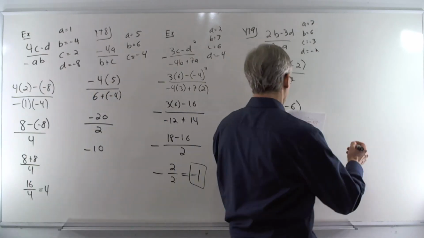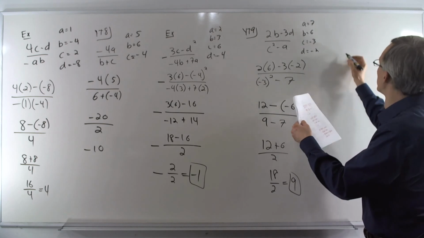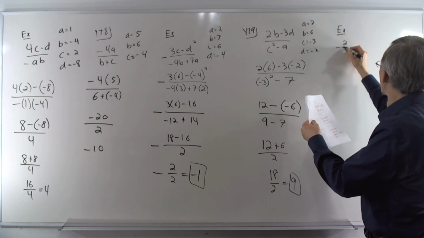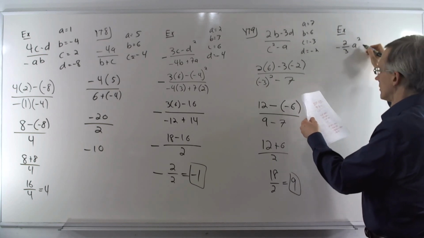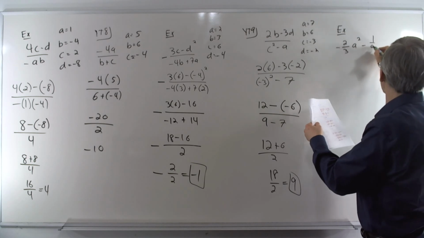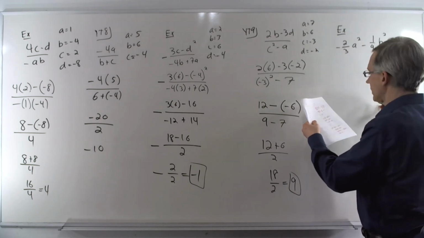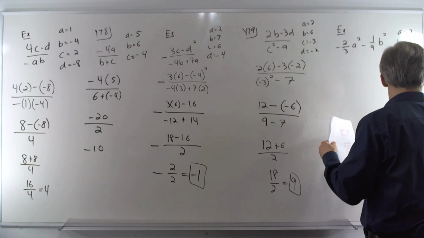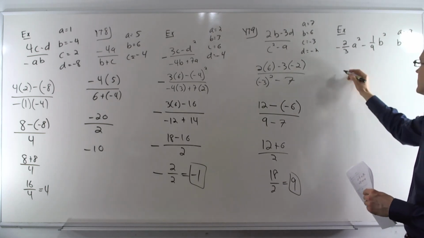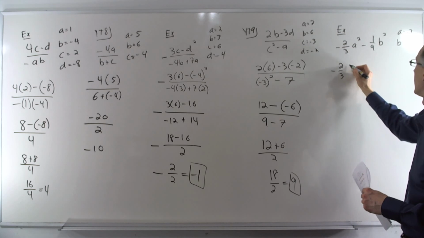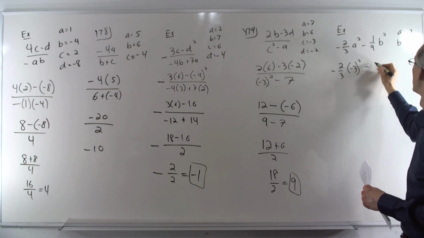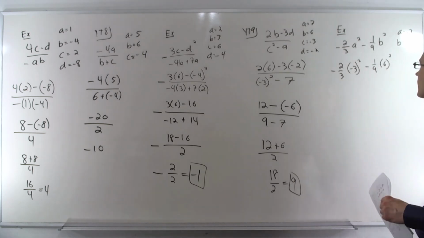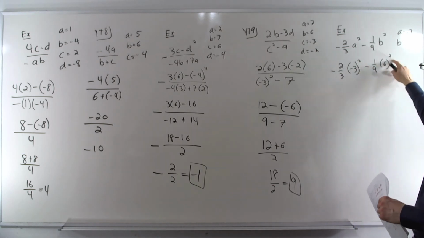Next up, we've got fractional coefficients in this one. Negative 2/3 times a squared minus 1/9 times b squared, where a equals negative 3 and b equals 6. So first thing I'm going to do is plug these in. So negative 2/3 times a squared, that's negative 3 squared, minus 1/9 times 6 squared. First thing we're going to do, order of operations, is evaluate the exponents.